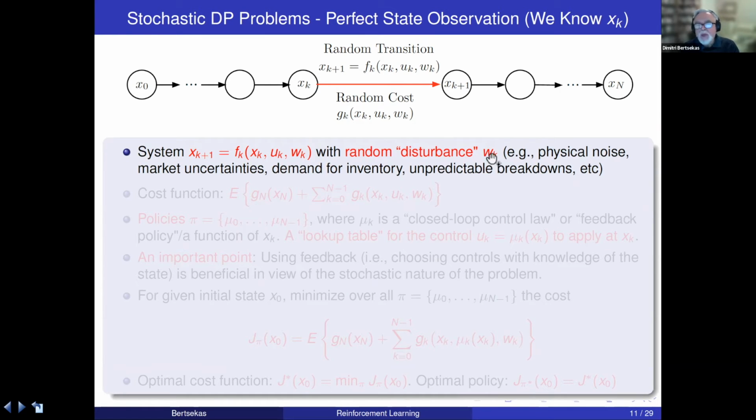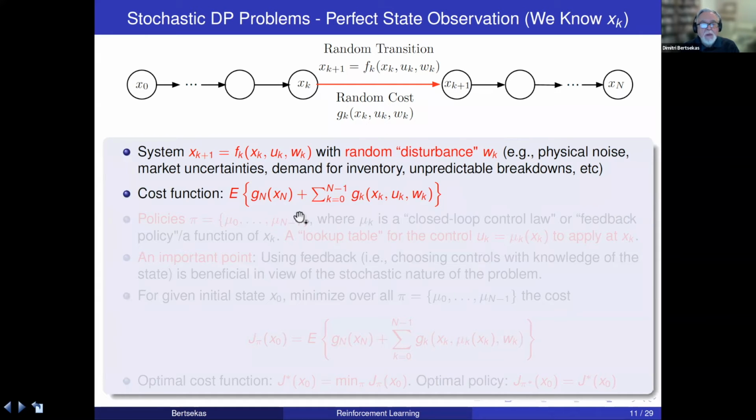It may depend on wk. Now, this wk may be several different things depending on the context. It could be physical noise, like wind noise if you're dealing with an airplane kind of problem, market uncertainties if you're dealing with a finance problem, demand for inventory, breakdowns, and so on. Most problems in practice involve randomness. On the other hand, for reasons of convenience and computational tractability, sometimes we assume away the randomness and treat the problems as deterministic. But now we're going to deal with the stochastic problem.